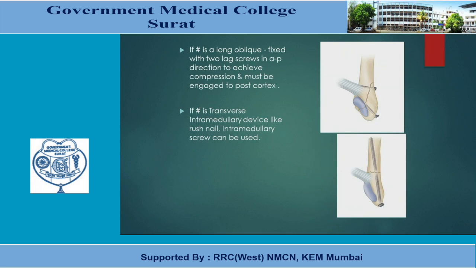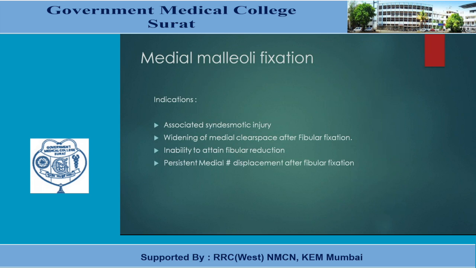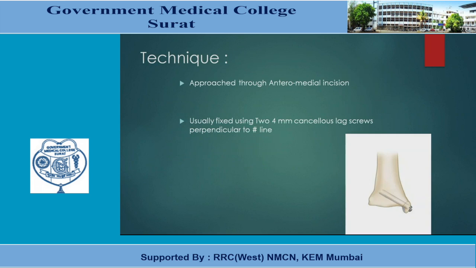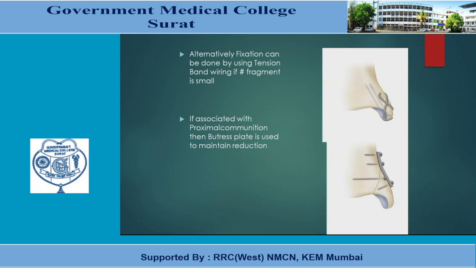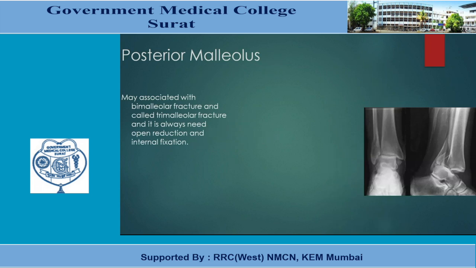You can always put a plate with 2 to 3 screws in the fibula. For medial malleolus fixation, this is an oblique fracture, so we insert an oblique screw into the medial malleolus. We can try with a plate also, and there is also tension band wiring, stainless steel wire fixation. So this is a posterior malleolar fracture, and also a medial malleolus and lateral malleolar fracture. So we have to fix all three.